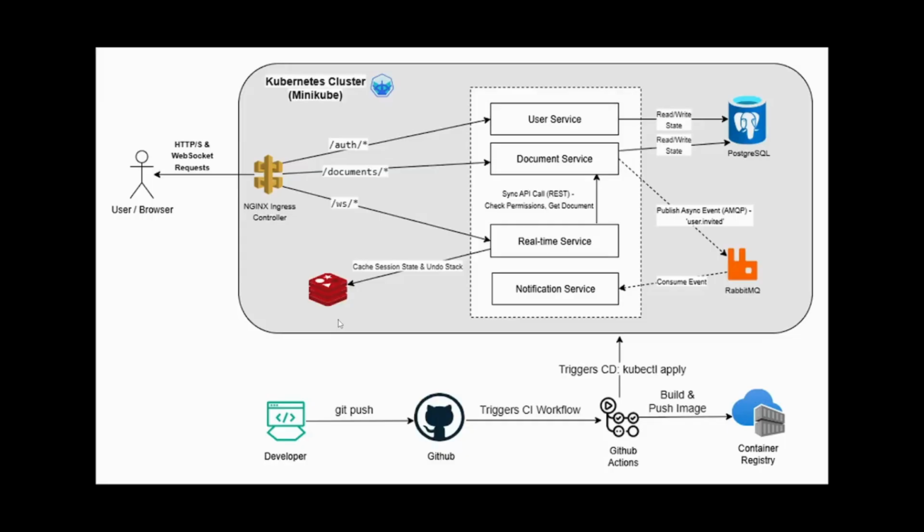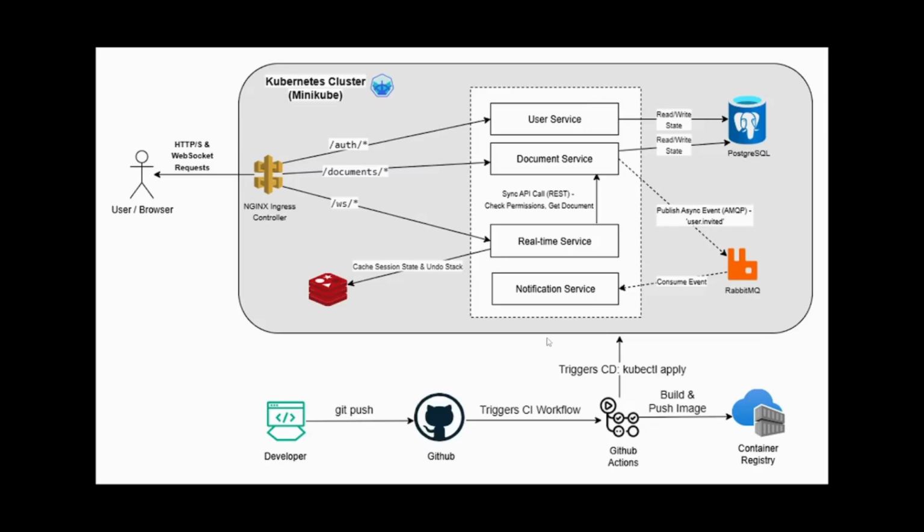This brings us to communication methods. When a user connects, the real-time service needs to know if they have permission. It does this by making a synchronous REST API call to the document service. The user has to wait for this immediate check. But the system also uses asynchronous communication. Let me show you.